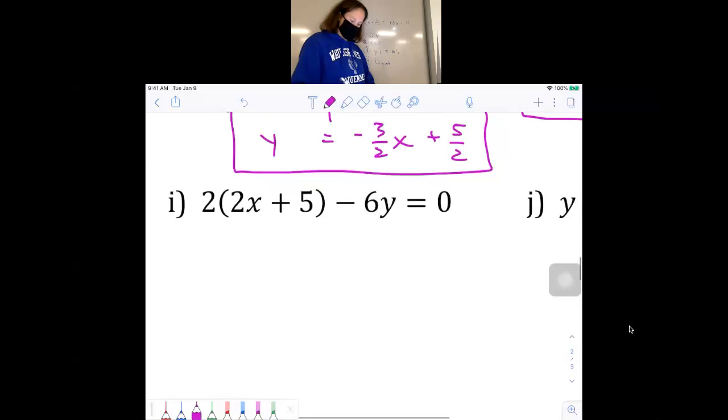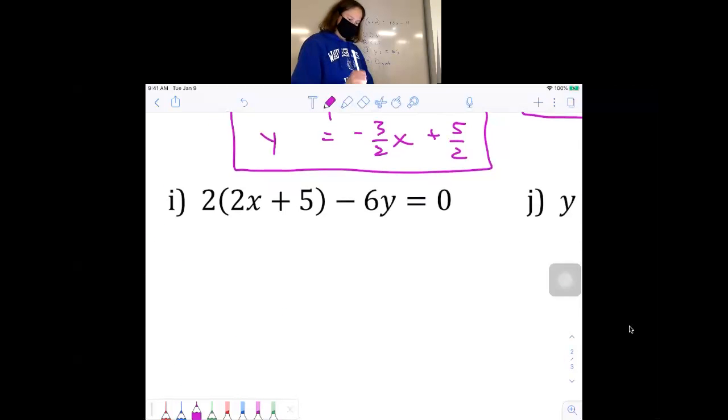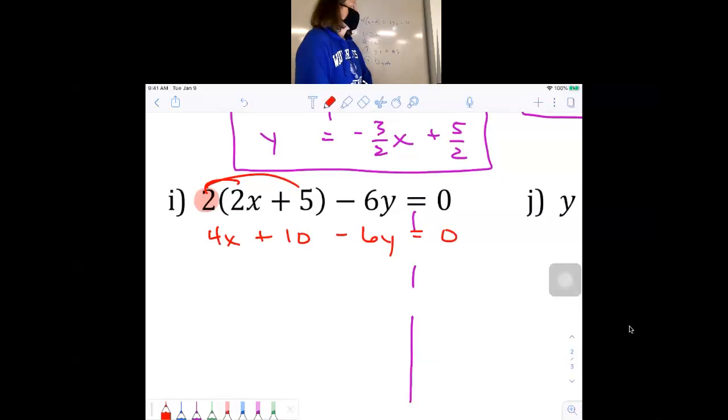Let's try I. We do have to distribute. So I get 4x plus 10 minus 6y equals 0.